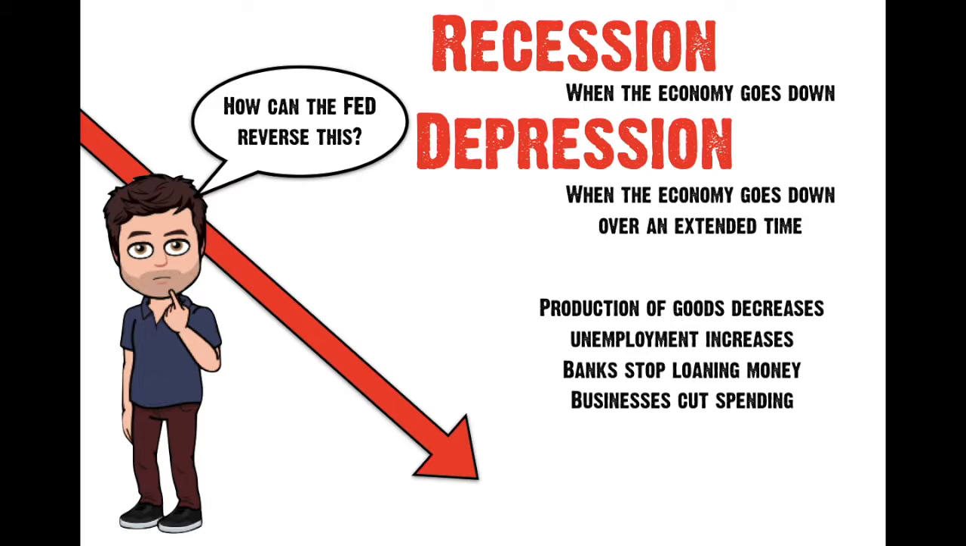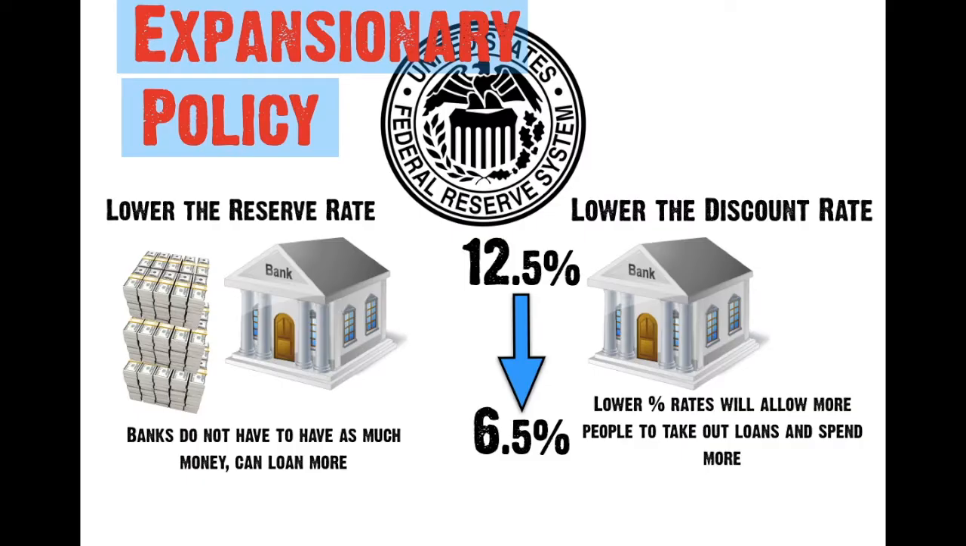So just like the opposite of inflation, the Federal Reserve needs to do something in order to jumpstart the economy. This is called expansionary policy. What we want to do is we want to expand the economy. We want to put more money out in circulation. So what we can do is the opposite of what we did during inflation. During expansionary policy, the Federal Reserve could lower the reserve rate, putting more money into the banks.